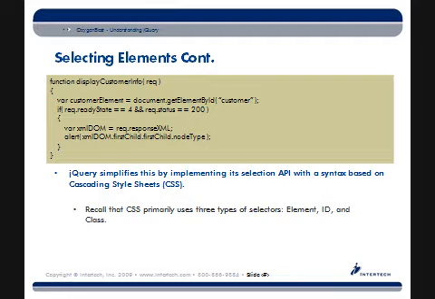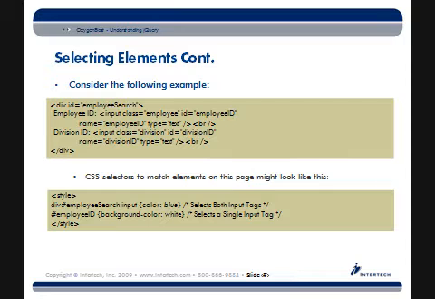Now jQuery simplifies this syntax by implementing a syntax that's based on cascading style sheets, so CSS. If you've used CSS before, you should remember that there's really three main types of selectors that you're going to look for: elements, IDs, and class. So consider the following example. I have a div here, and the ID for the div is employeeSearch, and below that I have two different input tags, one with an ID of employeeID and one of divisionID, so a real simple HTML snippet.